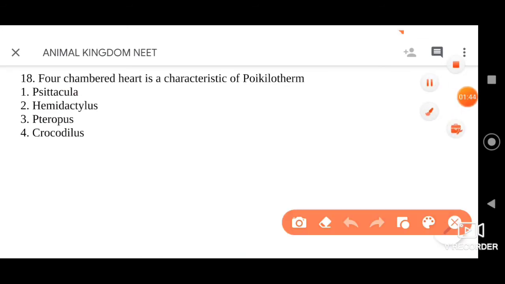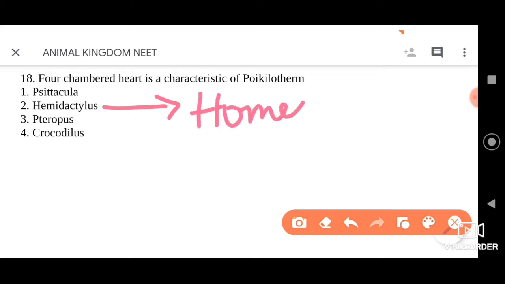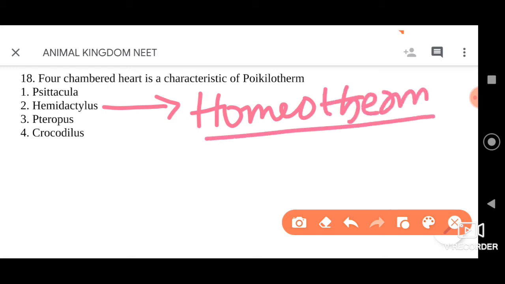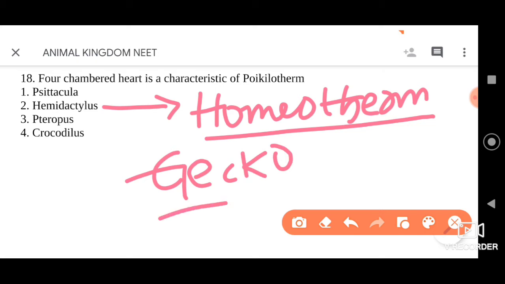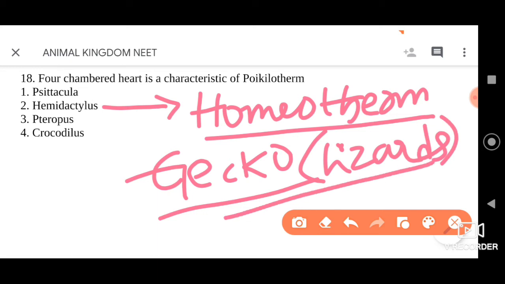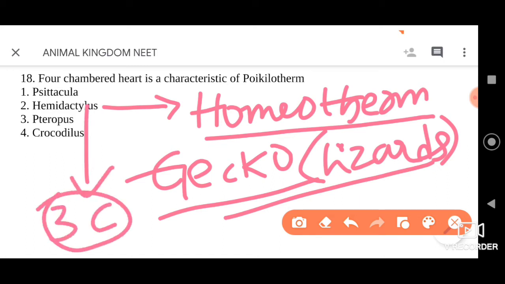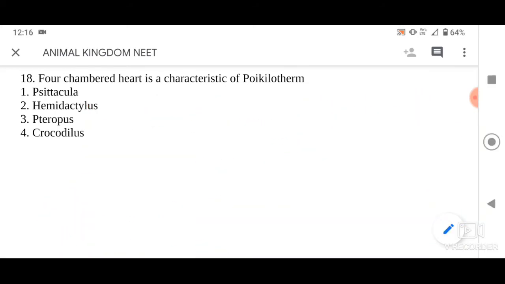Next, dear students, let us move on to Hemidactylus. Hemidactylus is also a homeotherm. It is not a Poikilotherm. All right, so Hemidactylus is a genus of the common gecko family. Lizards are included here. As it is a homeotherm, we cannot consider this option, and moreover it also cannot be considered because it has a 3-chambered heart. So we need a Poikilotherm with a 4-chambered heart. So option 2 is also eliminated.